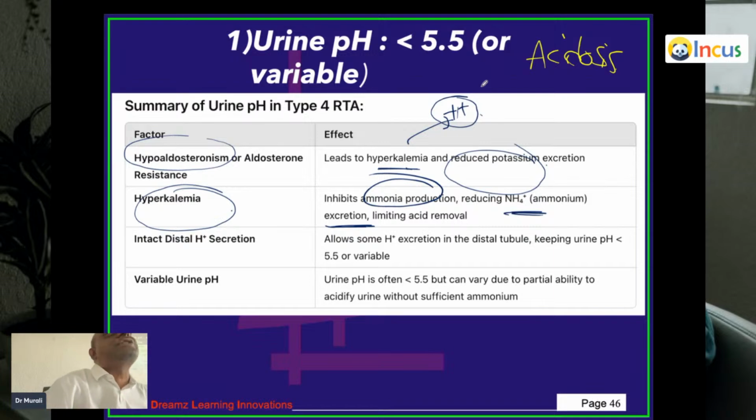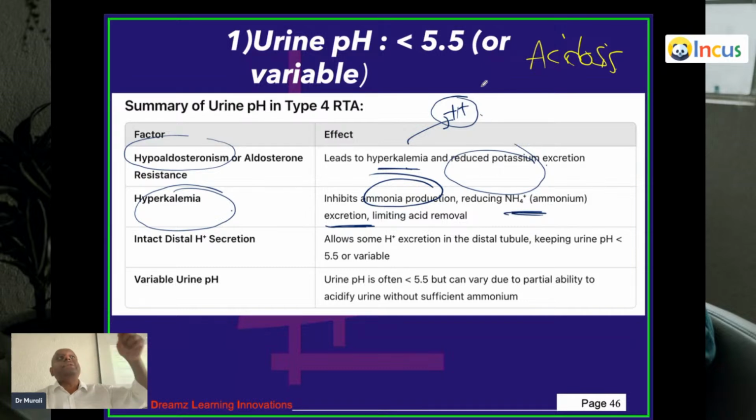Who provides that NH3? Glutamine converts into glutamate and releases NH3. That NH3 binds with H+ to form ammonium ion, NH4+, which is lost into urine. That's how glutamate is very important. Why? Because glutamate becomes glutamine, and glutamine will provide ammonium and reconvert into glutamate. NH3 will bind with H+ to form NH4+, and that is lost into urine.